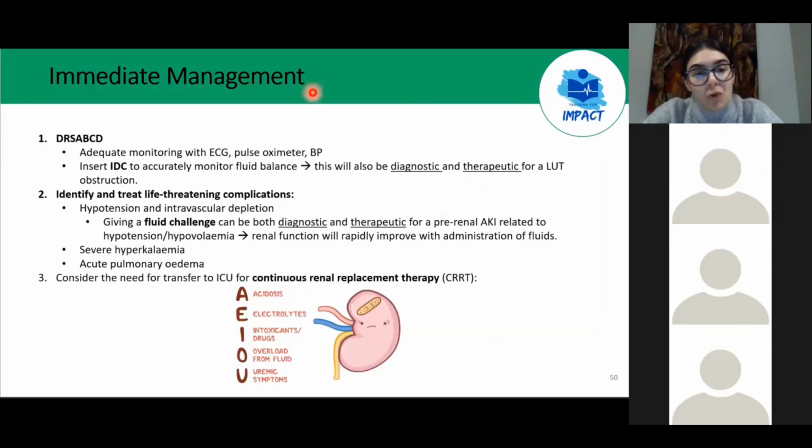Immediate management, of course, doctors ABCD, make sure they're not dying. Treat the life-threatening complications. I've gone through the mechanisms of treating hyperkalemia and acute pulmonary edema in the notes as well. And also, if the patient is in dire need of dialysis, these are the indications for acute dialysis. So a really nice way is AEIOU, A for acidosis, E for electrolyte disturbance, so like severe hyperkalemia, I for intoxication, that's really severe, O for fluid overload, and U for uremic symptoms. So they are the indications for acute dialysis.